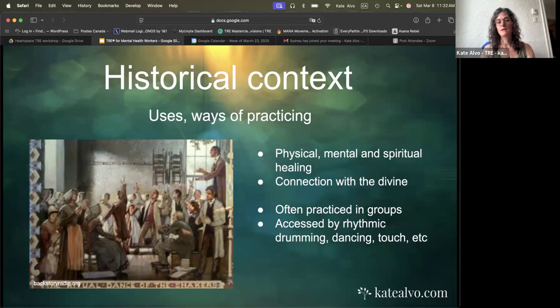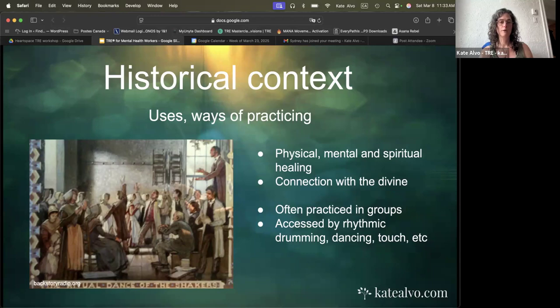Different uses and ways of practicing. Historically, these practices have been used not only for healing purposes, but also for divine connection. So it's possible to access really deep states of unity, of well-being. It's not just about releasing trauma, releasing stress, but it can actually go much deeper.